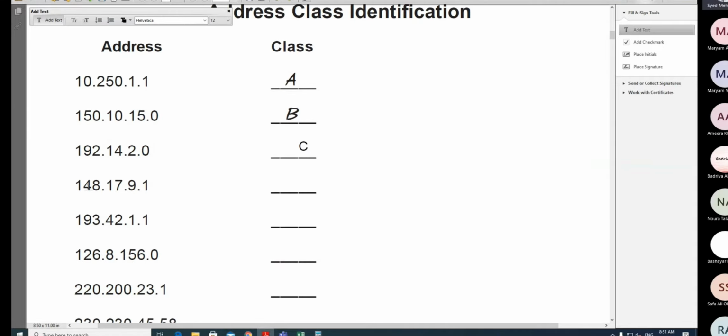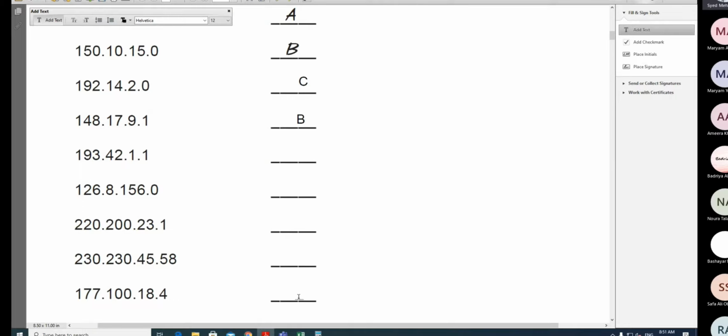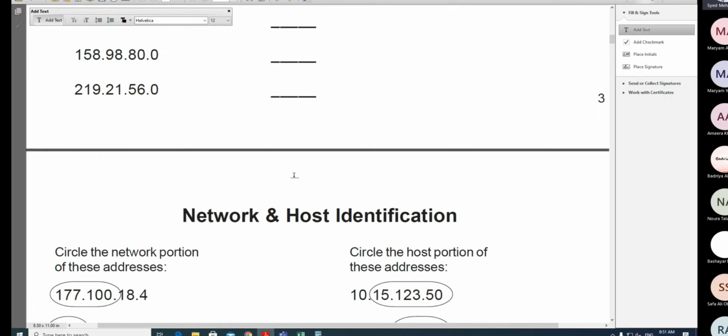And this 148, because class A starts from 1 to 126, but class B starts from 128 to 191. So this is class B. Please try to complete this one by yourself. If you practice more, you will learn. Then you will not forget the range of class A, class B, class C, and all those things.